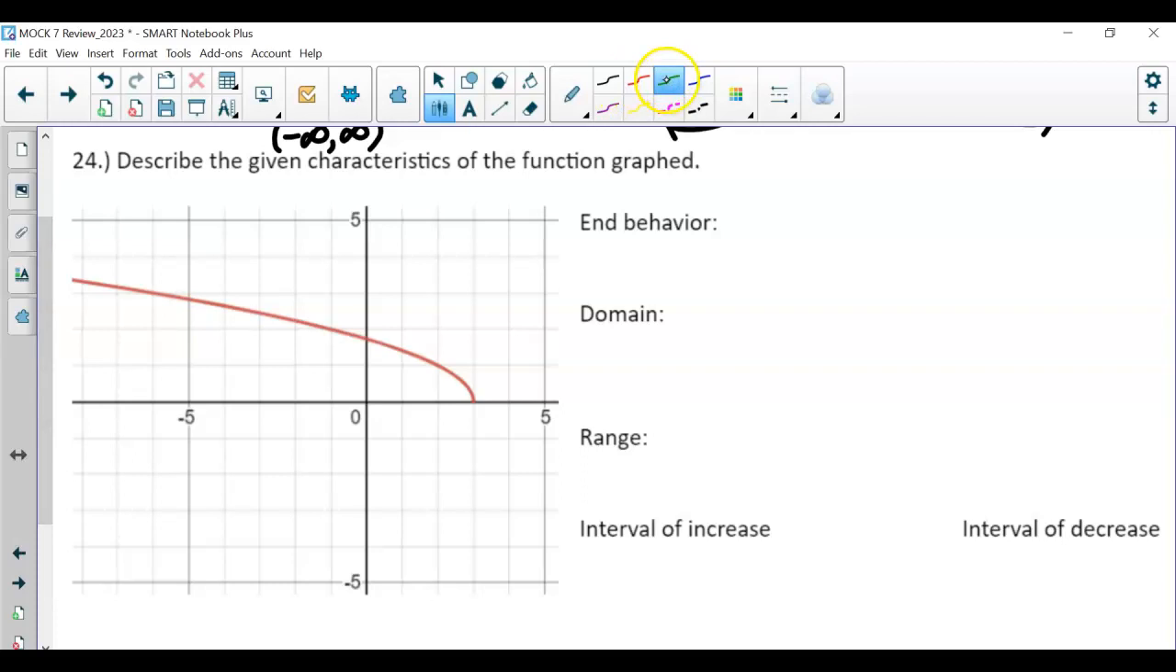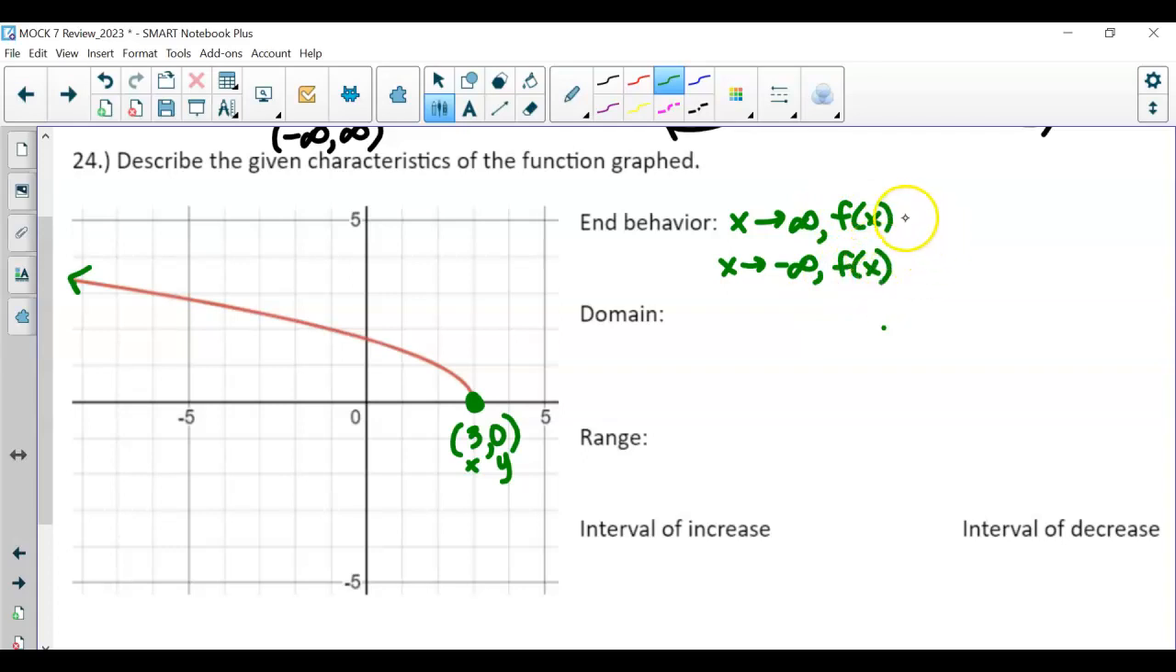Then question 24. Notice how here we're looking at all of these characteristics. So I'm going to go ahead and identify again that starting point. Here we're starting at (3, 0), my x and my y, and going on in this direction here. So the end behavior: as x approaches infinity and as x approaches negative infinity, what are the y values approaching? Because remember, f of x is another way of saying the y values.